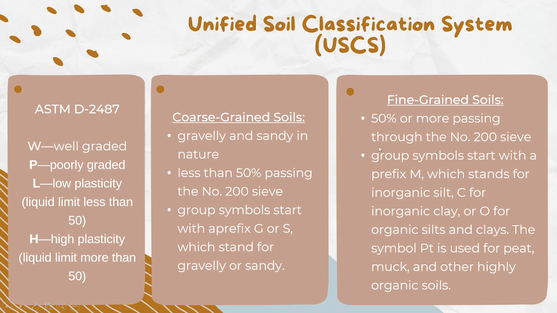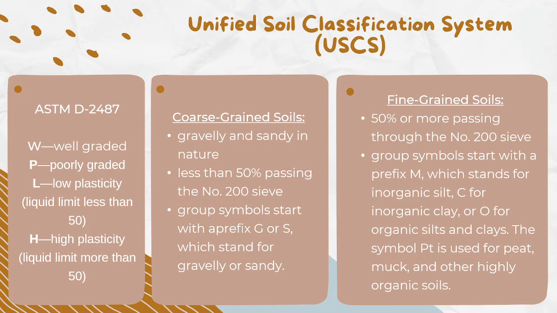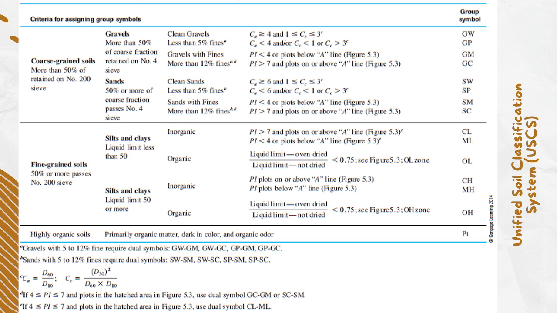On the other hand, if 50% or more passes the number 200 sieve, the soil is fine-grained. Usually, the group symbols will start with the prefix M, which is inorganic silt, C for inorganic clay, O for organic silts and clays, and PT for peat, muck, and other highly organic soils. So, in using the unified soil classification system, you are always required to find the group symbol and the group name of the soil. We have the criteria for assigning group symbols.